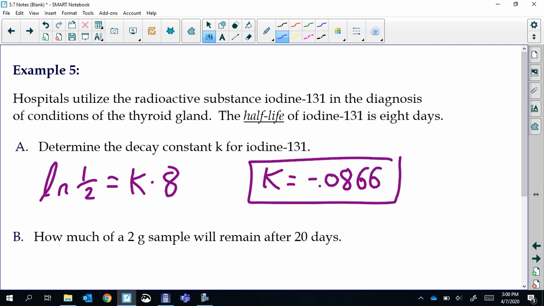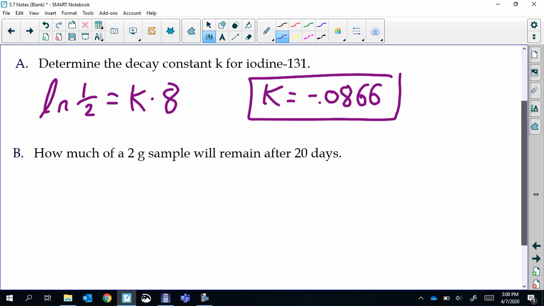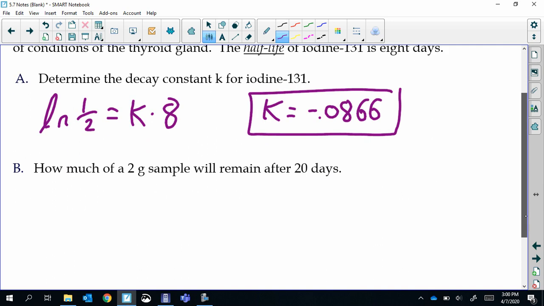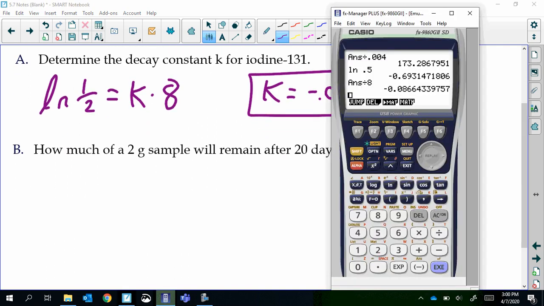How much of a 2-gram sample will be left after 20 days? Now, when you think about that, that's like 2.5 half-lives. 8 days, it goes into that like 2.5 times. So it's going to get cut in half, and then cut in half again, and then not quite half, but it'll be cut a little bit more. So if you cut that in half, you go to 1, cut it in half again, you go to a half, and then a little bit more. So our answer will be less than half a gram. But we'll actually work it out with the calculator, not a big deal here.